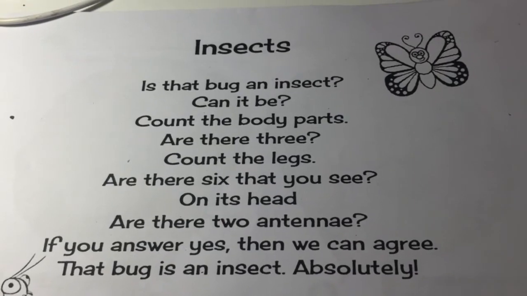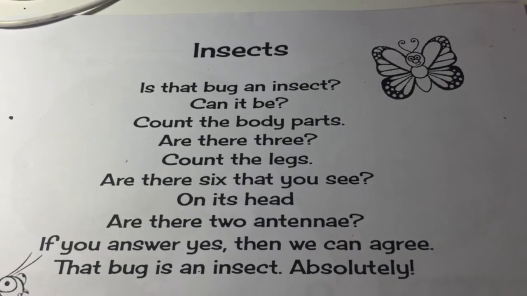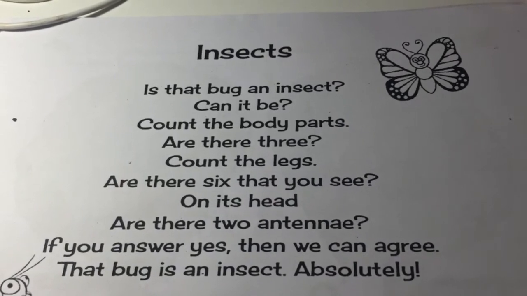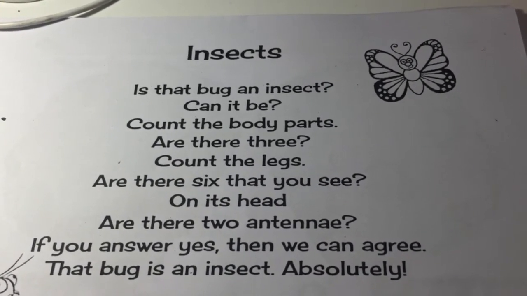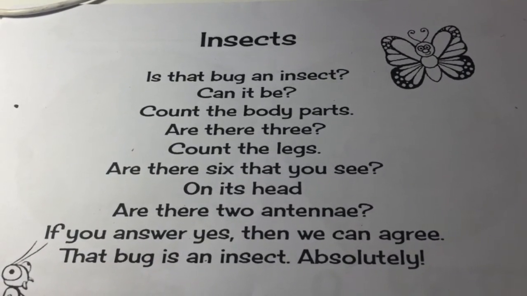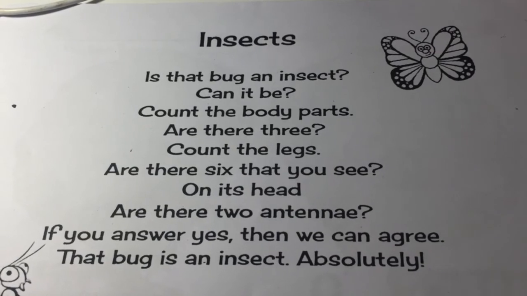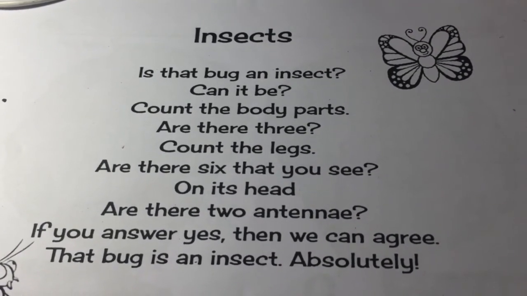So let's go. Insects. Is that bug an insect? Can it be? Count the body parts. Are there 3? Count the legs. Are there 6? On its head, are there 2 antennae? If you answer yes, no.